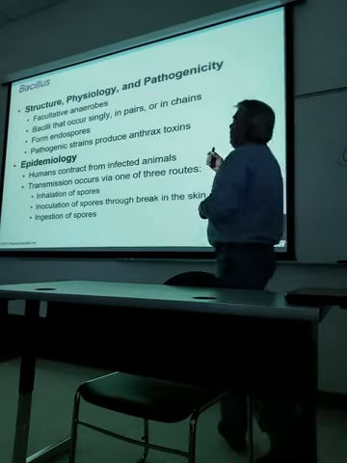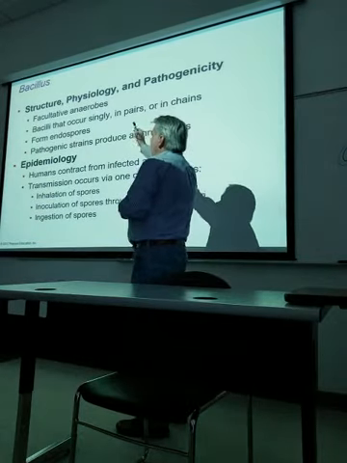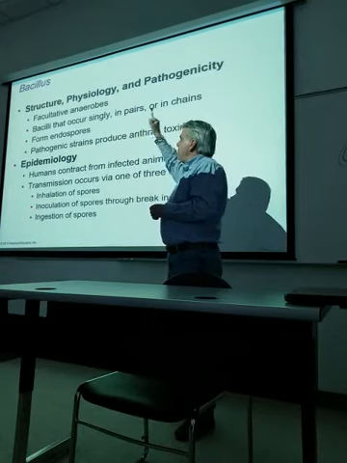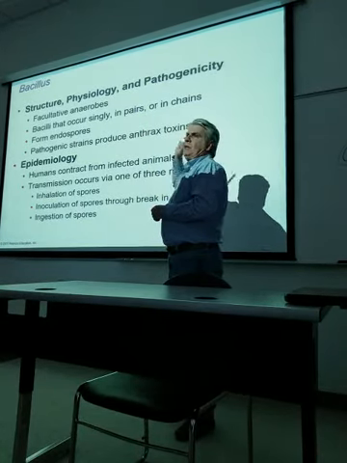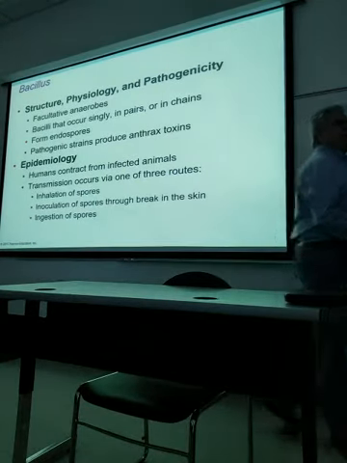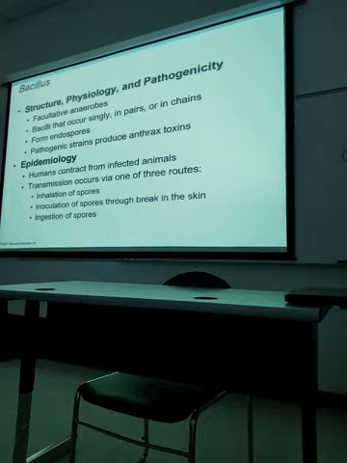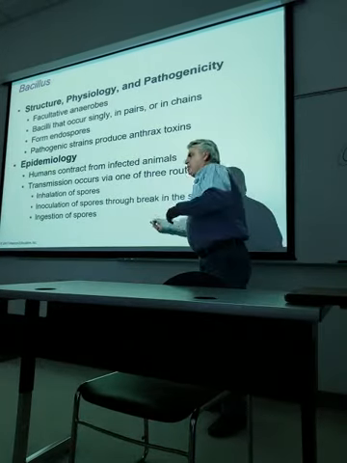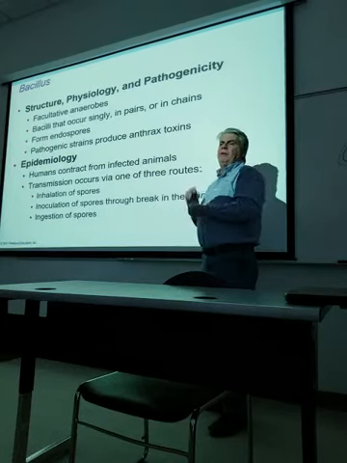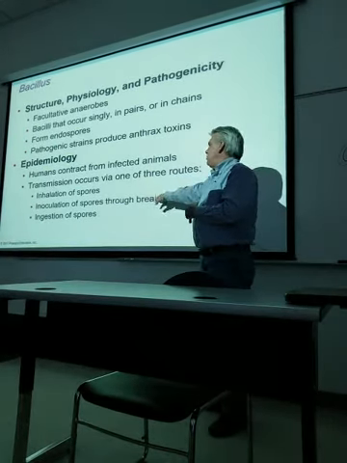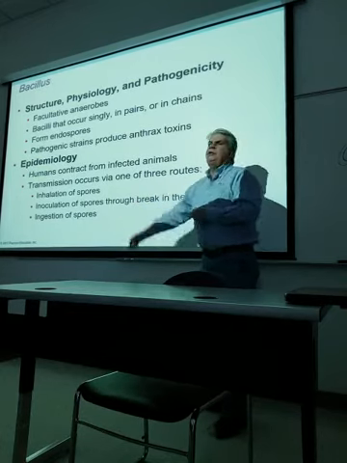Bacillus anthracis. This is one of the spore formers. Pathogenic strains produce the three anthrax toxins. You can get it through human contact with infected animals. You need to know this about anthrax. This is the only Bacillus we're going to go over. It's the only really medically relevant one. Inhalation of spores, inoculation of spores through broken skin, or ingestion.